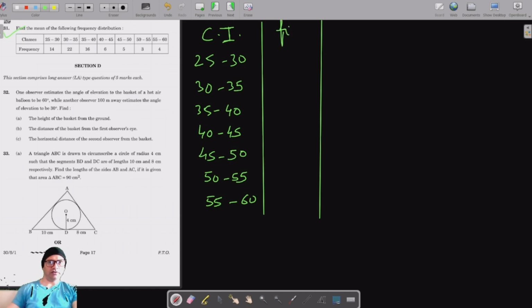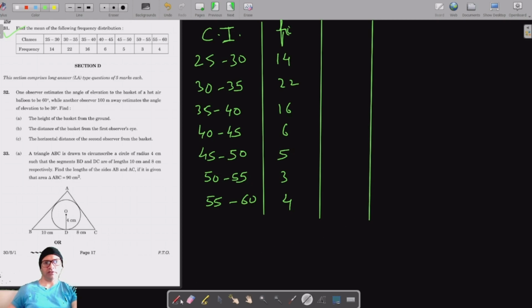And the frequency fi is given as 14, 22, 16, 6, 5, 3, and 4. Let's find out the class marks as we are going to use the step deviation method for this. So the class marks are denoted by xi. So 25 plus 30, that is the upper plus lower limit, is 55 divided by 2.